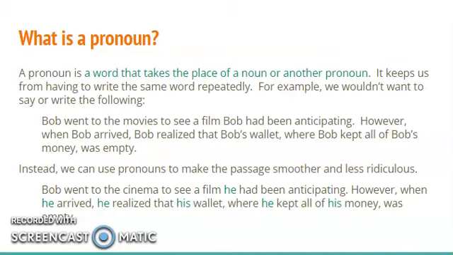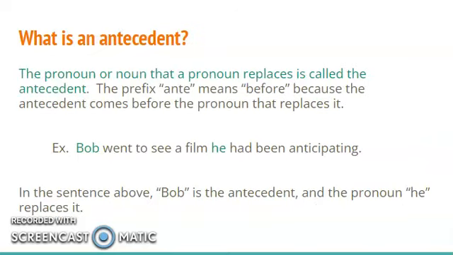Now that we know what a pronoun is, we can talk about an antecedent and what that is. So the pronoun or noun that a pronoun replaces is called the antecedent. And you might read that definition and still not know what that is. That's okay. When we look at this example, it'll start to make more sense for you. So the prefix ante means before because the antecedent comes before the pronoun that it replaces. And like I said, this example is going to help you better understand that.